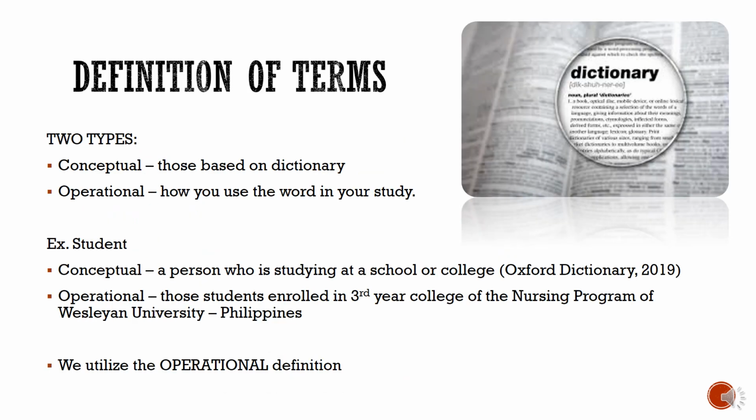For the definition of terms, as I've mentioned before, there are two types. The conceptual definition is those definitions found in the dictionary, while operational is how you use the word in your study. They are different because, for example, in the example given below, the student, okay, for conceptual, if you look in the dictionary, a student is defined as a person who is studying at a school or college. While for the operational, you can define student as those students enrolled in third-year college of the nursing program of Wesleyan University, Philippines. All the time or always, we have to use the operational definition.